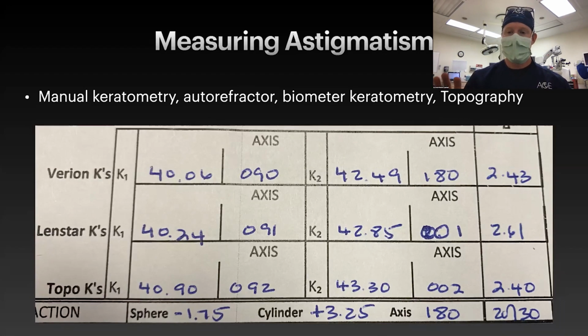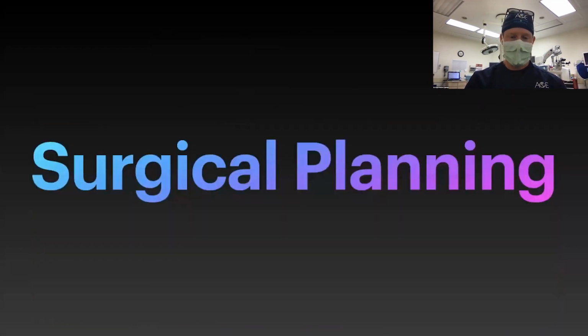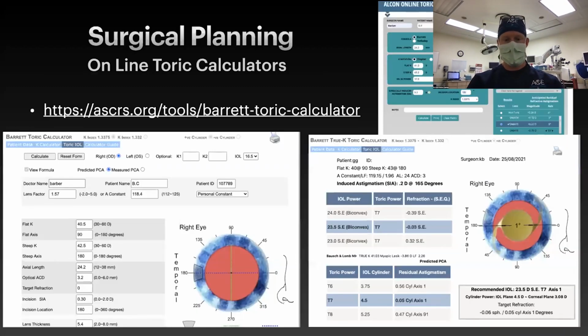Again, those are toric 2B lectures, so we'll get to that on another day. All right, so now you've selected the right patient, you've measured their astigmatism. Now it's time to make your surgical plan. How do you do that?